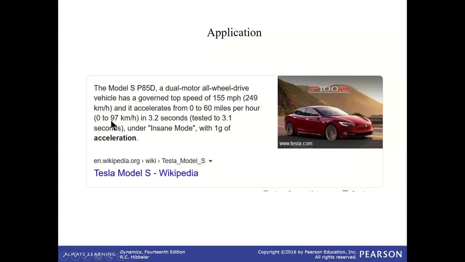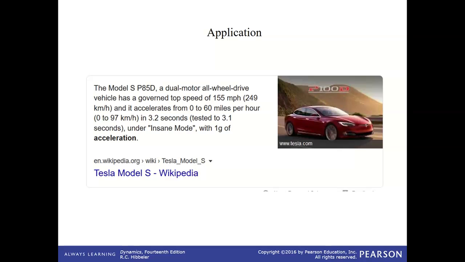If you look at the specification sheet for Tesla, these cars accelerate from 0 to 60 miles per hour in 3.2 seconds. So this is speed: 0 to 60 in 3.2 seconds. You can actually calculate the acceleration for Tesla, which is 60 minus 0 divided by 3.2. That is the linear acceleration. And if you know the diameter of the wheel, you can convert the linear acceleration into angular acceleration.